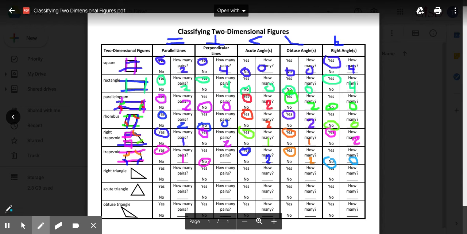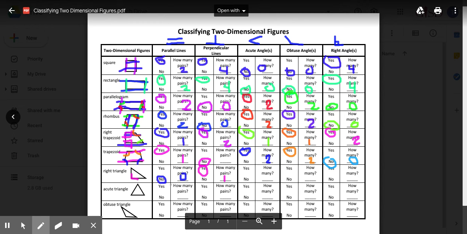The next shape we're going to look at is a right triangle. A right triangle has no parallel sides, so my answer is no and 0. It has one set of perpendicular lines because it's got a right angle right here. So it's got 2 lines that meet at a right angle, so your answer is yes. And how many pairs? 1.